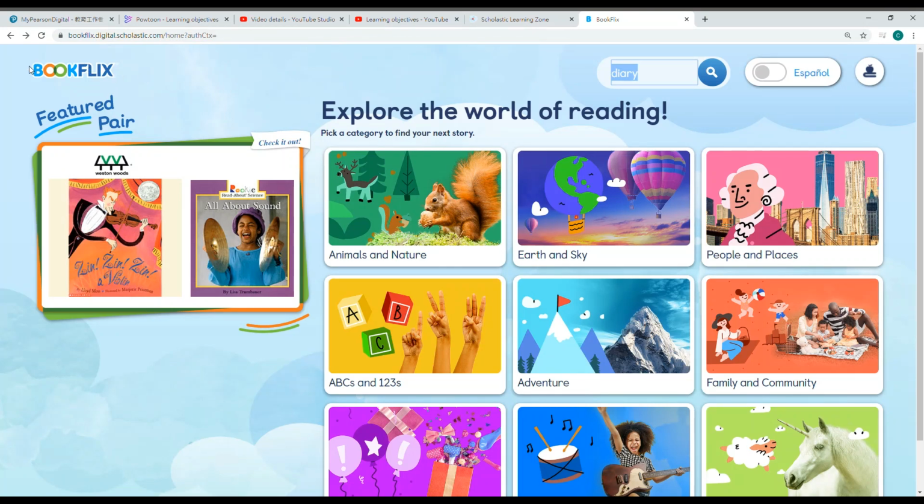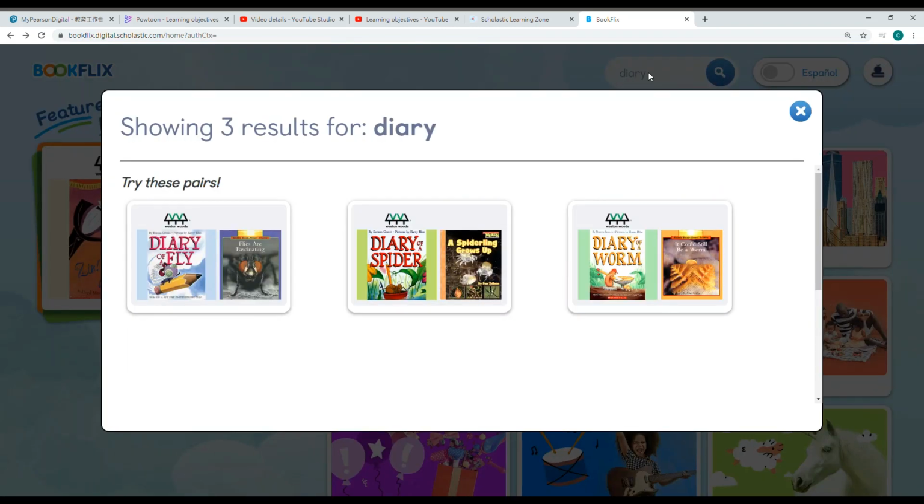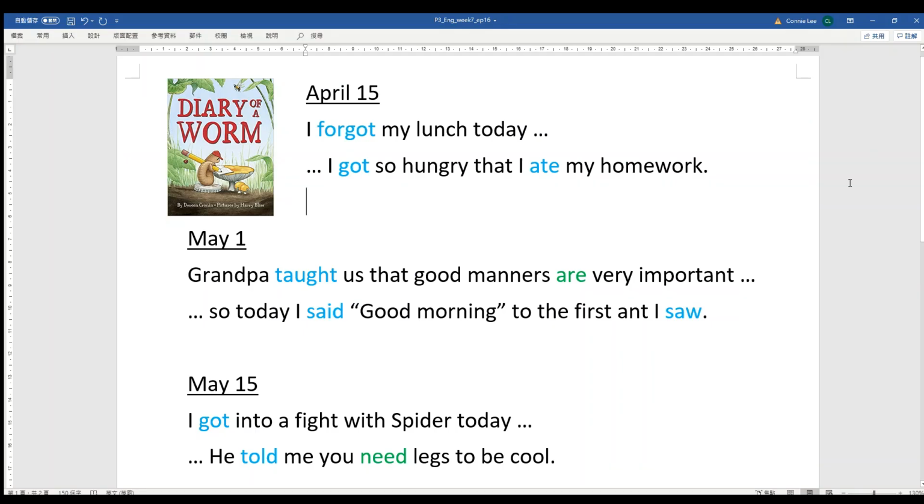This is the new Bookflix template. So you can type the word diary here. And if you have time, you may watch Diary of a Fly, Diary of a Spider, and Diary of a Worm. Here are the 3 entries from Diary of a Worm.